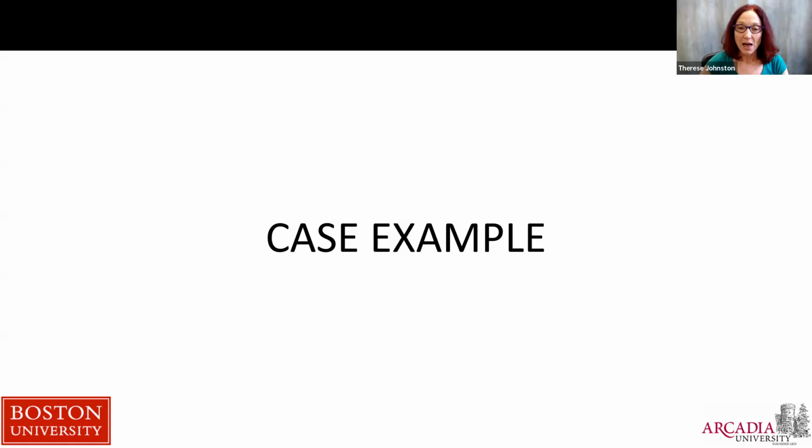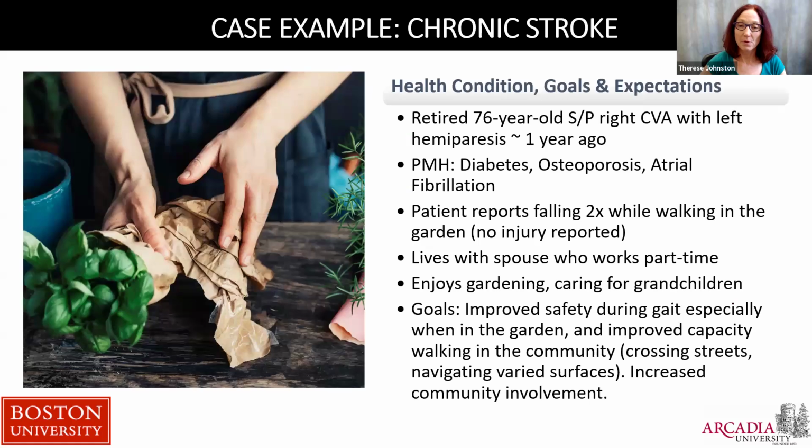In this next section, I'm going to highlight the use of the recommendations from the CPG for a specific patient case. So in this case, it was a 76-year-old person who had left hemiparesis from a stroke approximately 1 year earlier. You can see the past medical history here that is pretty common for people with a diagnosis of stroke. This person enjoys gardening, caring for grandchildren, but also reported falling twice while walking in the garden.